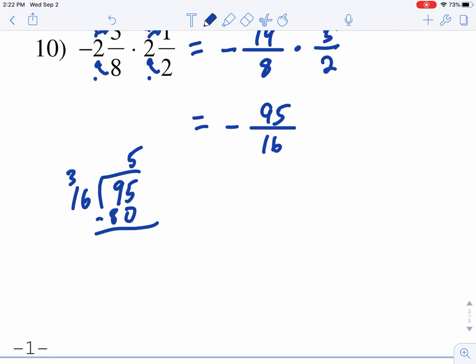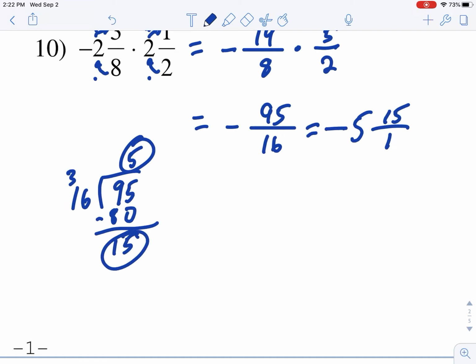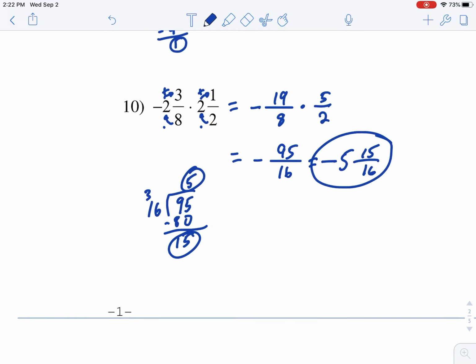Subtract those, 95 minus 80, yeah, it's 15. 15 is smaller than 16, so there we go. Don't forget the negative sign. 5 is the whole number right here. 15 is the numerator, that number, and then 16 is the denominator. Oh, let's hope that's the answer.